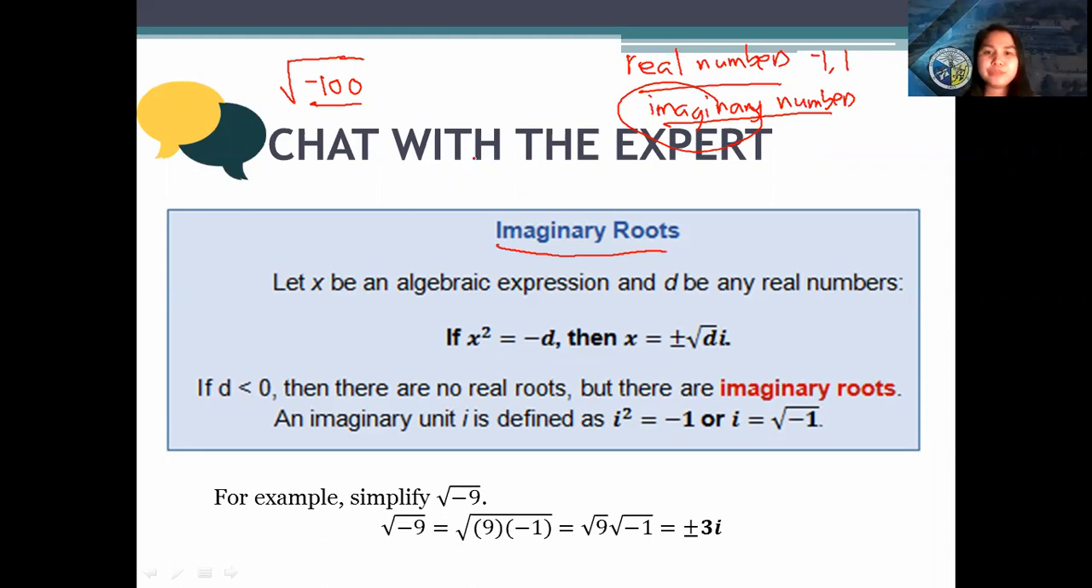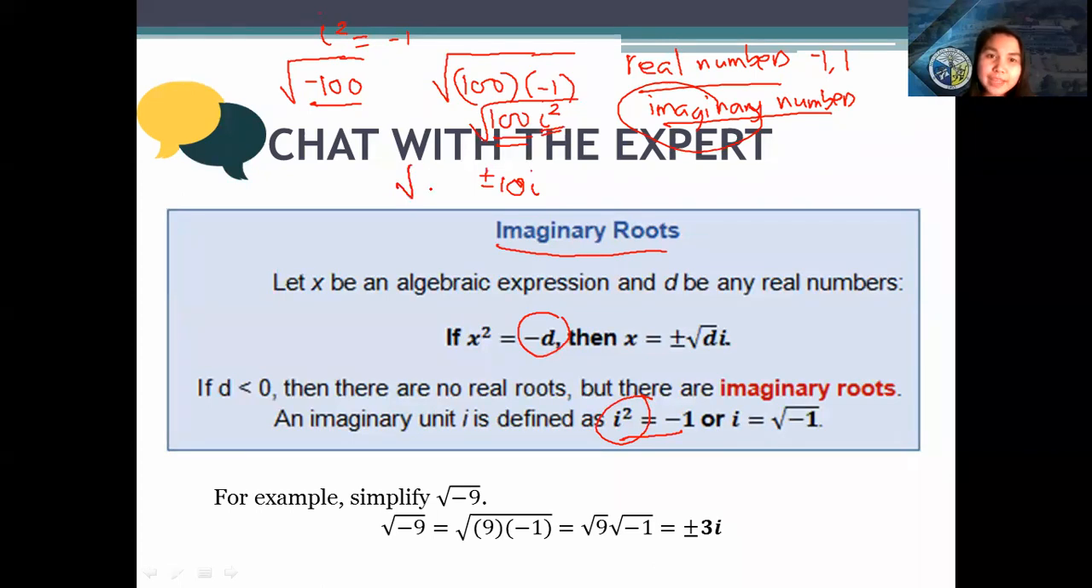Now, how will this work? For example, if the constant is negative and you take the square root of that, we need to multiply it by i squared, because i squared is equivalent to negative 1. So for example, the square root of negative 100. Remember, i squared is equal to negative 1. So we place here 100 times negative 1, and negative 1 is i squared, so we have 100 i squared. The square root of 100 is plus and minus 10. The square root of i squared is i. So the square root of negative 100 is plus and minus 10i.